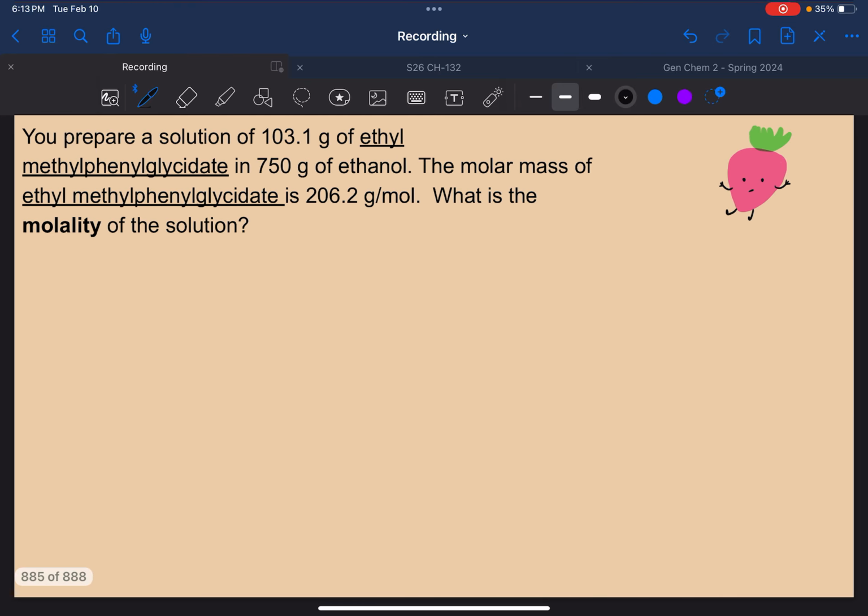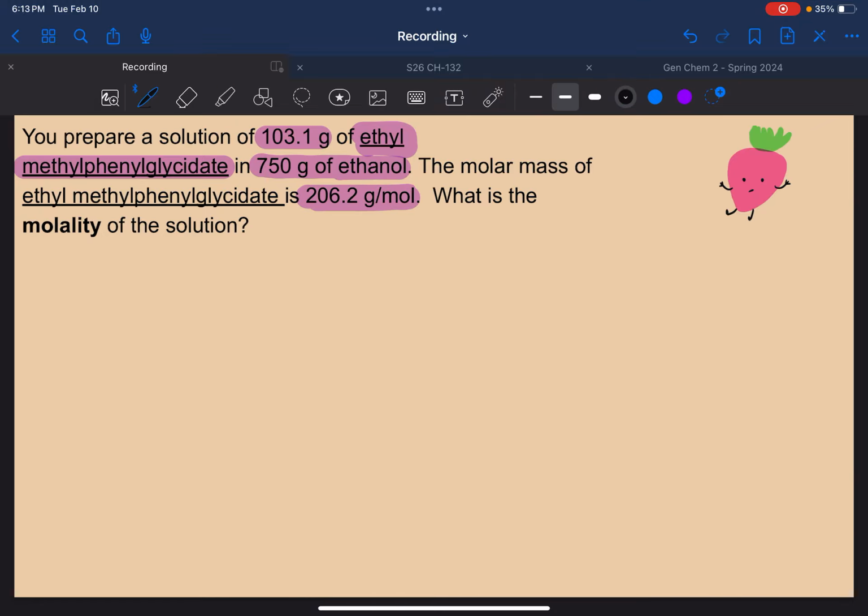This goes on, in the exam I gave this on, to say that you are going to prepare a solution with ethyl methylphenyl glycidate, and it is going to be made of 103.1 grams of your strawberry flavoring, and you are going to use 750 grams of ethanol to do it. And I will give you the molar mass if it's a large molecule like this.